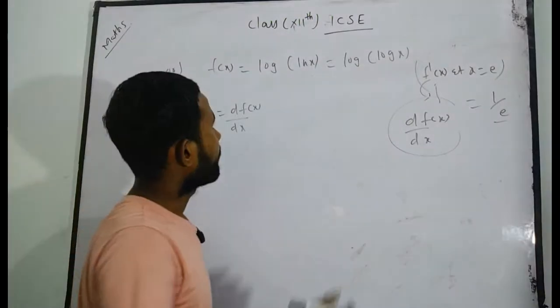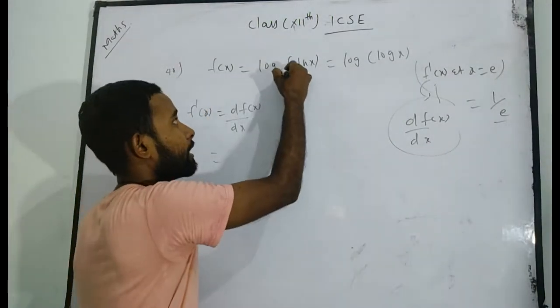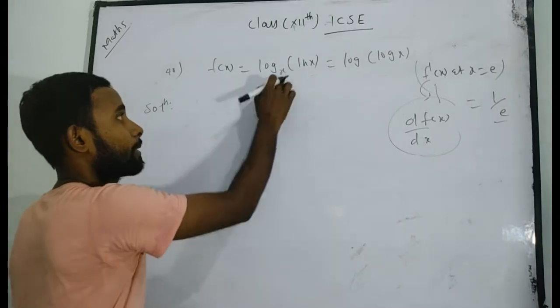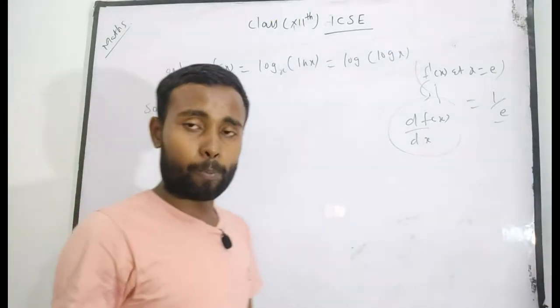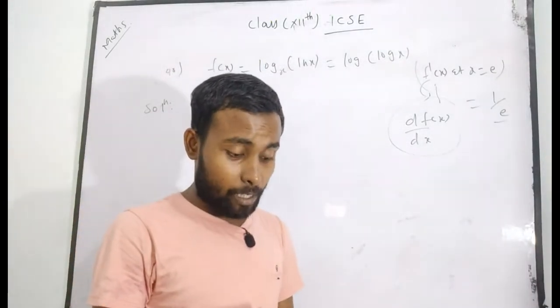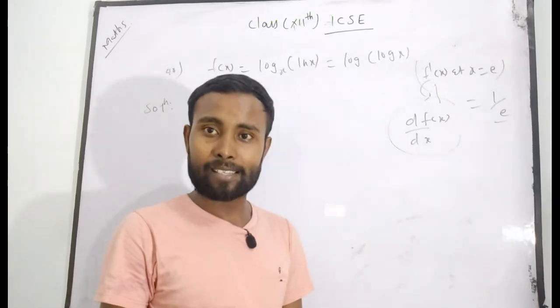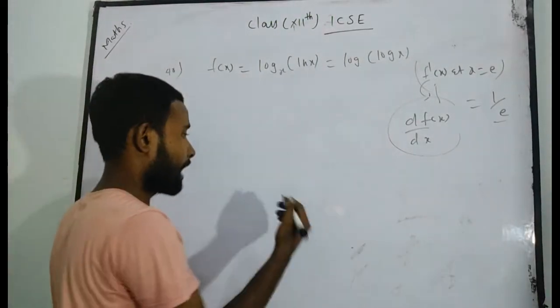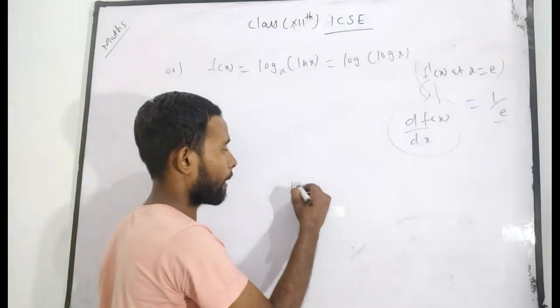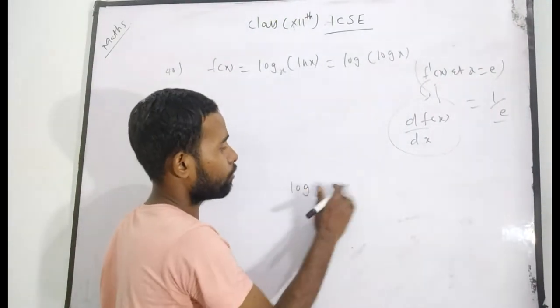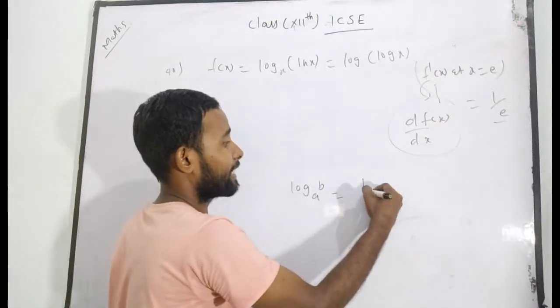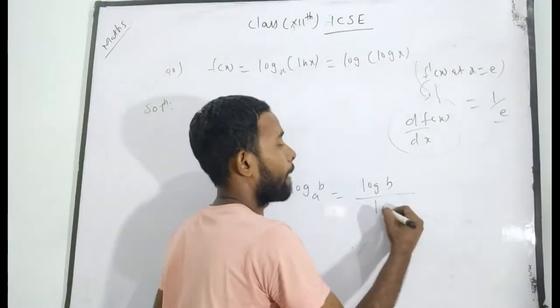Sorry, there is some difference here. In the base there is given x. Sorry, I had not seen your question properly. In the base there is given x. I want to apply some property of log. Do you know there is a property of log? Log b to the base a can be written as log b by log a.